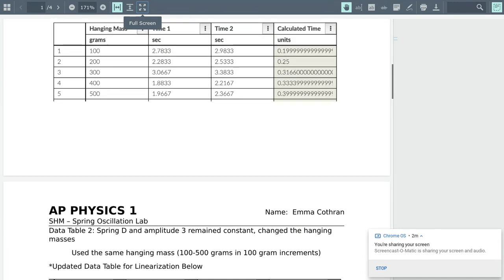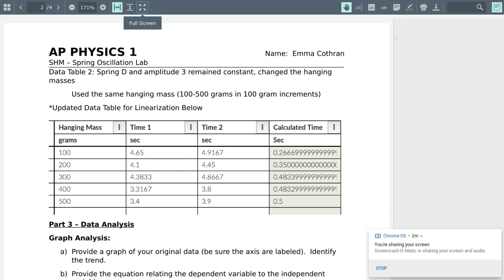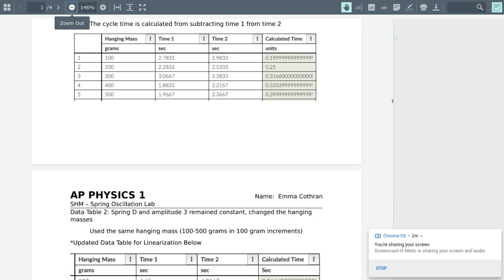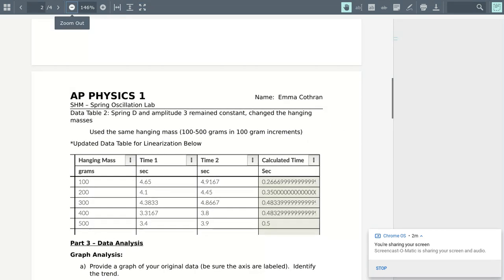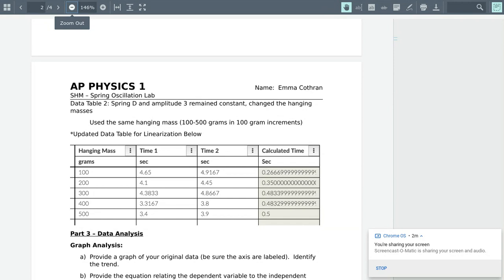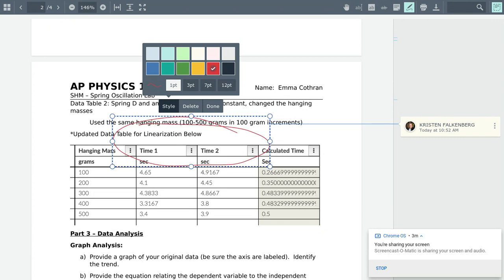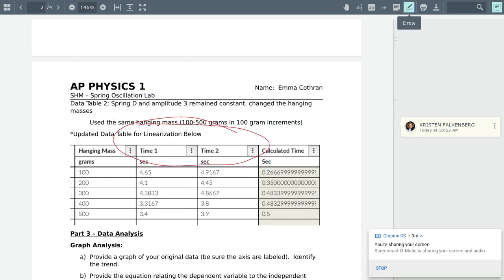I was hoping to see data from that, but it looks like you used this to do linearized below, and I don't know what this data means because it's got the same titles as above. Time 1, time 2, calculated time. Time 1, time 2, calculated time. So how can these be the same? These same titles, but I'm getting different time. So you need to either fix labels, and so on.